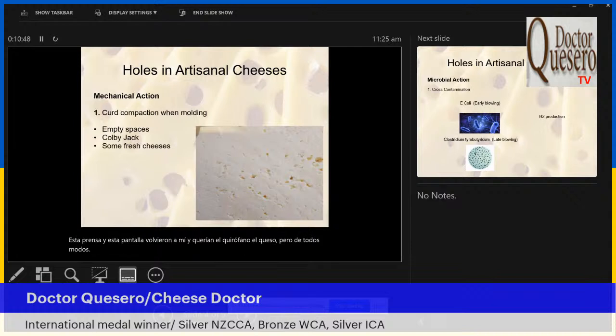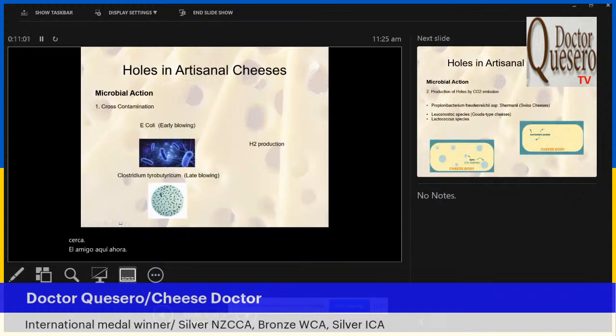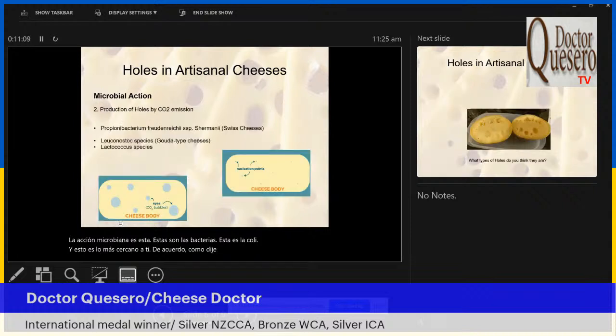This is a mechanical action. See the holes. The core is really this. The body is here, closed. And the body here. Now, the microbial action is this one. These are the bacteria. This is the coli, and this is the Clostridium. As I said before, they produce hydrogen. In the microbial action, the body is very closed.